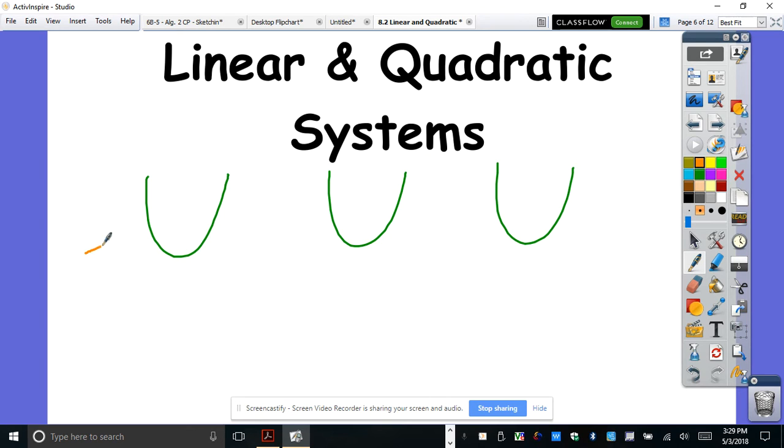that is intersected by a line, it crosses at 2 points, and there are two solutions. If it crosses only once, which is tangent to the parabola, that means there's only one solution. If this is my parabola and my line is right here, they don't intersect, which means there is no solution. Okay? That's how we know how many solutions there will be if we try to solve a linear and quadratic system.